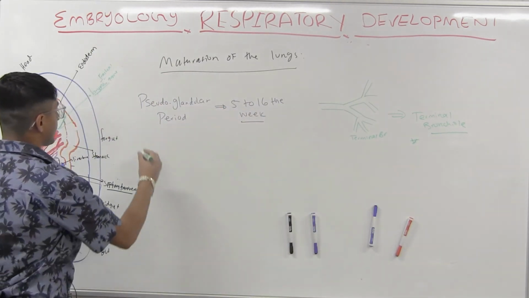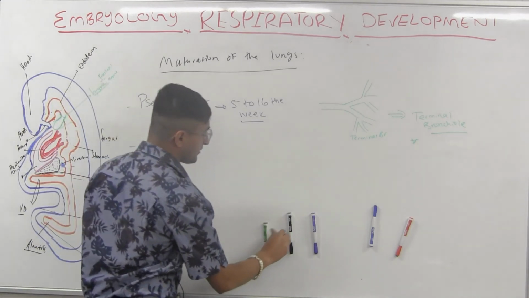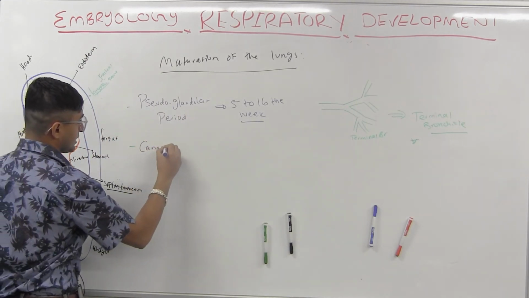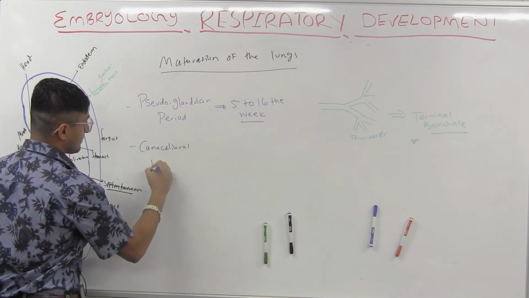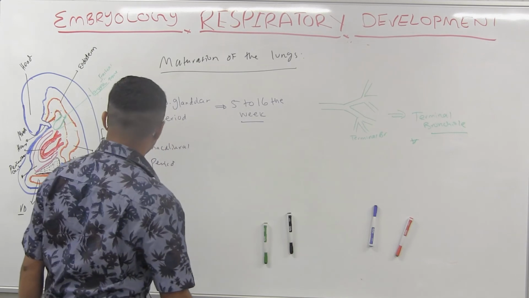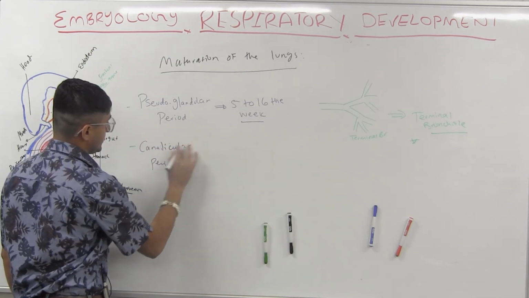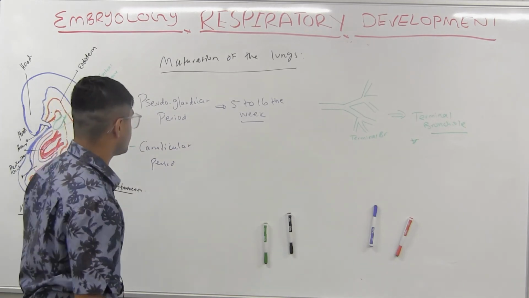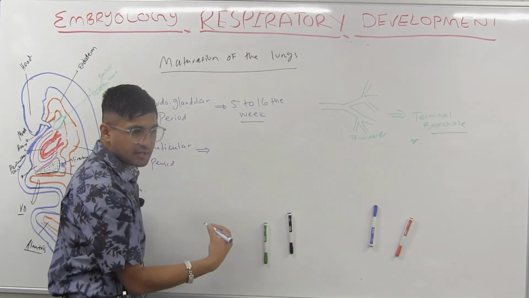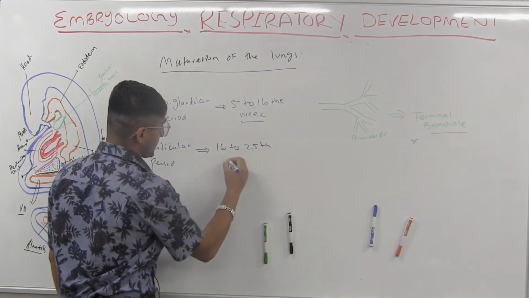Then after that, they hit another period, which they call the canalicular period. That's spelled C-A-N-A-L-I-C-U-L-A-R. Canalicular period, that's what they call it, right? And usually this is from the 16th to the 25th week. This is the time frame, okay?